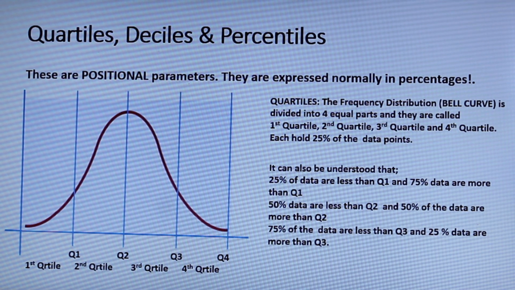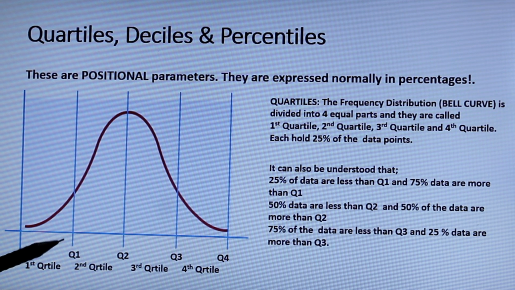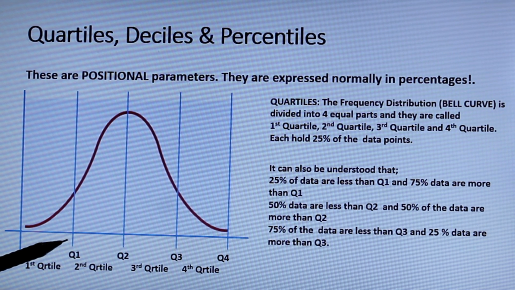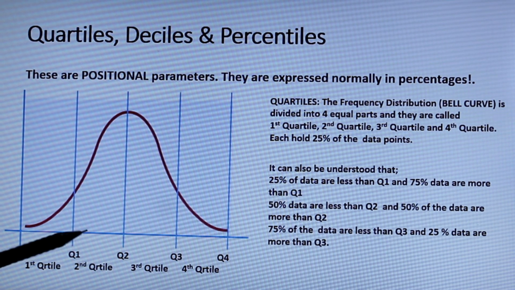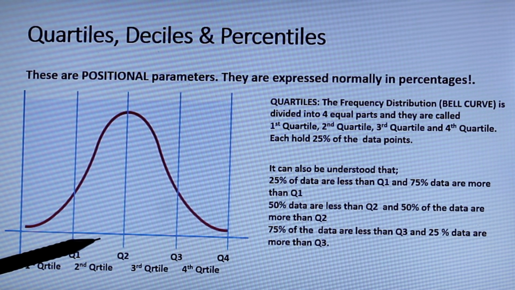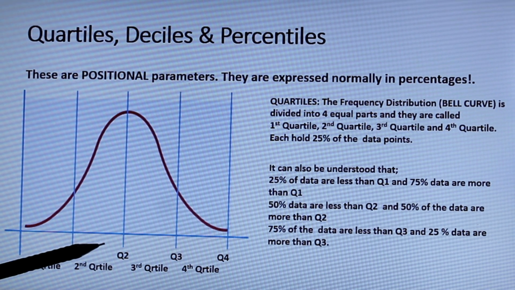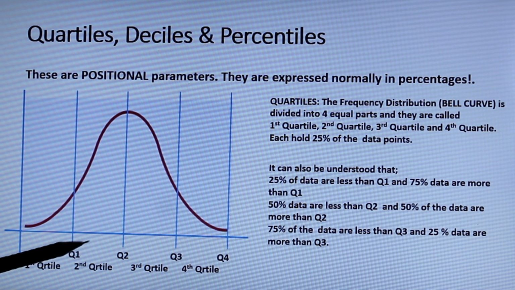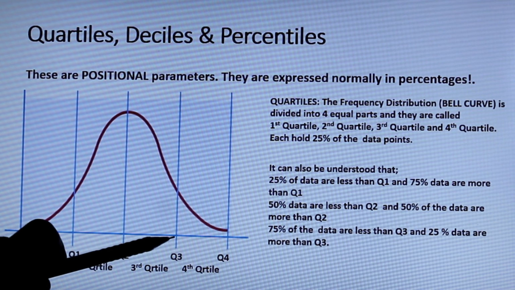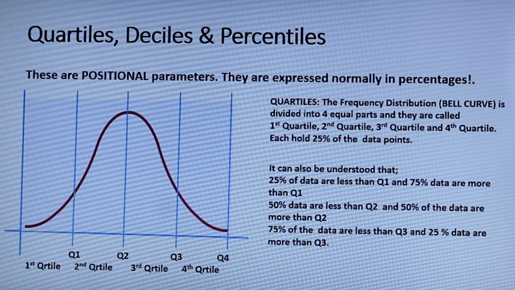It can also be understood that 25% of the data are less than Q1, the first quartile, and 75% of the data are more than Q1. Again, 50% of the data are less than quartile 2, and 50% of the data are more than quartile 2. And 75% of the data are less than quartile 3, and 25% of the data are more than quartile 3.